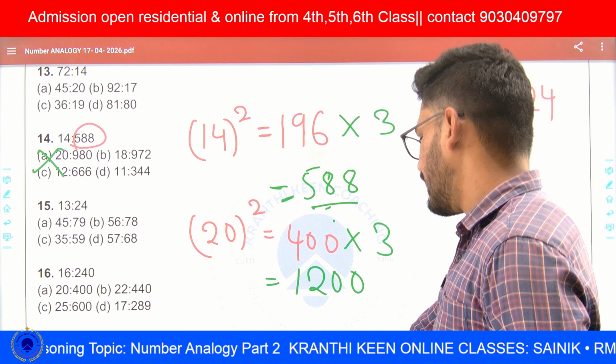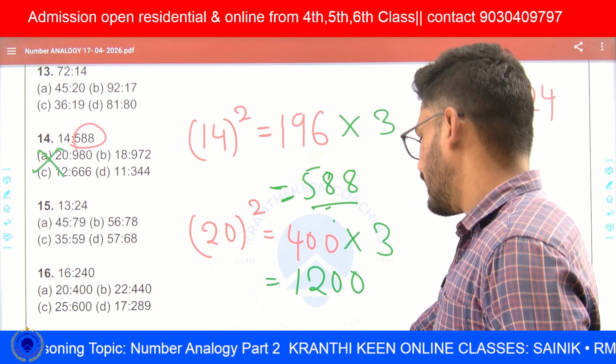Then again, the 23rd one. See, 1 by 9 is related to 1 by 81. If I square this number, then what is the answer? 1 as well as 81. This is the relation. It means we square the first number. Then the same again follows with 1 by 13. 1 by 13 squared is how much? 169. So the answer is 1 by 169. That is option A.